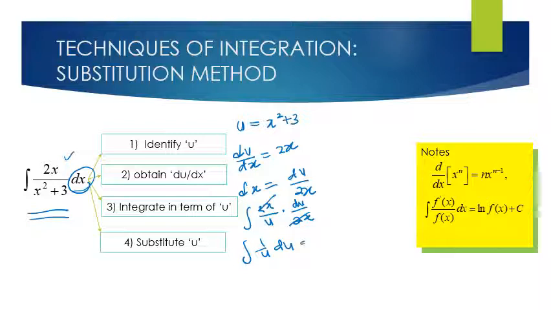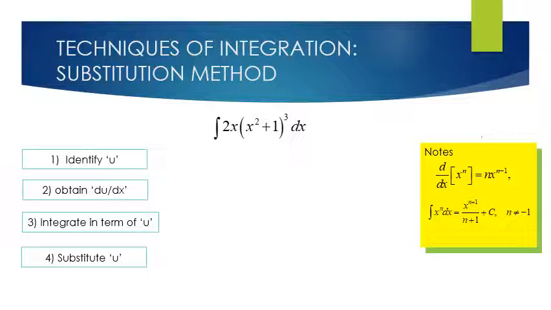Okay, so following the formula here, where f'(x) over f(x), we differentiate f(x) and it is at the numerator, so we can simply convert it into ln u plus c. Once we get the answer, we can substitute back the value of u, which gives ln of x squared plus 3, plus c. So this is the solution for the integral of 2x over x squared plus 3 dx.